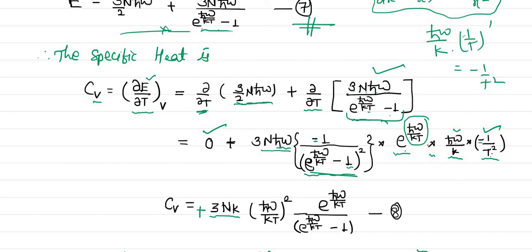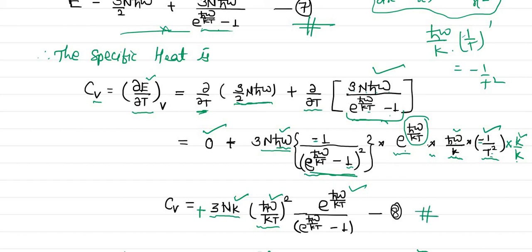In the denominator again we have T square, but we will just multiply and divide this equation by k. So multiplying by k in the denominator, so k into k square. So I can write h cross omega by kT whole square, because already h cross omega was here. So h cross omega by kT whole square, and this numerator k is written here. So that's why it is 3nk, for simple writing only, into now e power h cross omega by kT as it is, divided by e power h cross omega by kT minus 1, equation number 8.